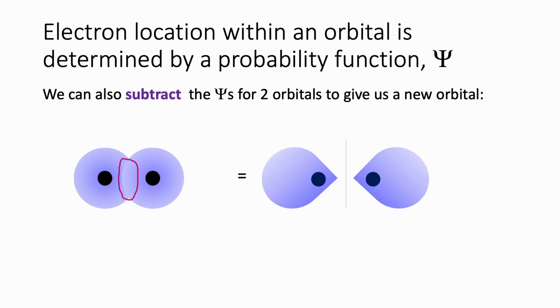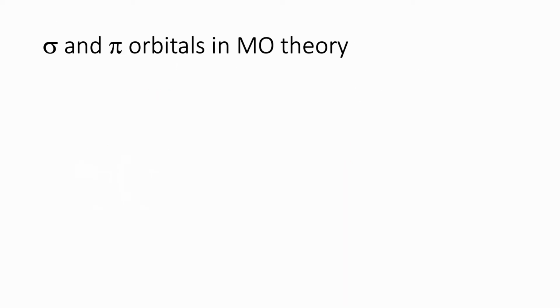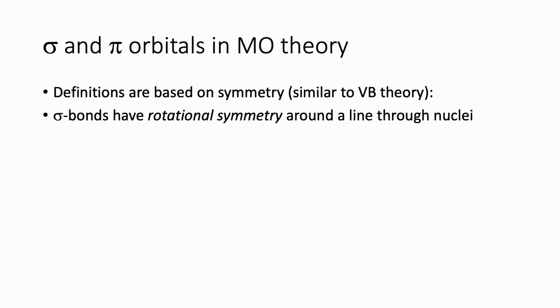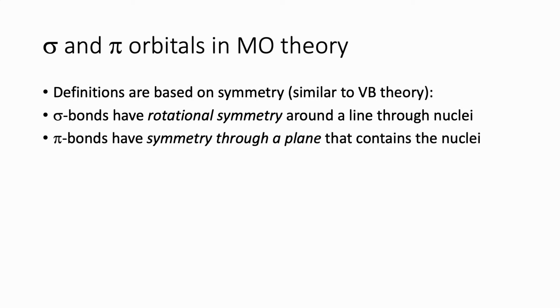So what does this mean for electrons that are trying to hold two atoms together? Kind of a quick detour. Let's talk about sigma orbitals and pi orbitals when we're talking about molecular orbital theory. Just like with valence bond theory, sigma and pi orbitals are classified based on their symmetry. Sigma bonds are any bonds that have rotational symmetry around a line through the nuclei. Pi bonds have symmetry through a plane that contains the nuclei. That is exactly the same way we define them in valence bond theory.